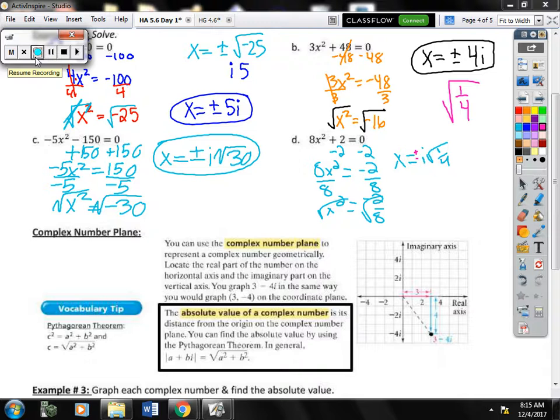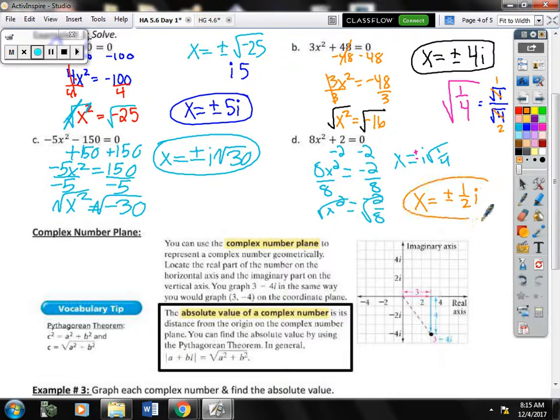Okay. You probably want to split it up and make it into the square root of 1 over the square root of 4. And then if these weren't perfect squares, we'd have to rationalize the denominator. However, the square root of 1 is just 1, and the square root of 4 is just 2. So we're able to simplify those without having to rationalize. So your final answer here should be plus or minus 1/2 i, or i over 2.